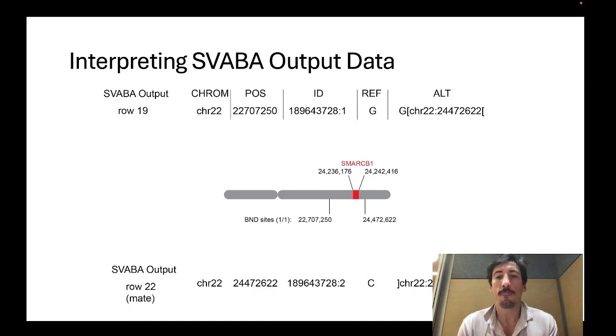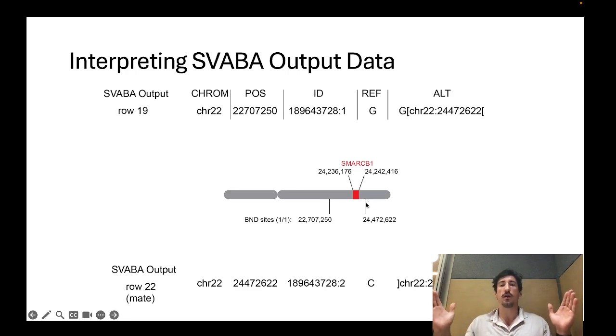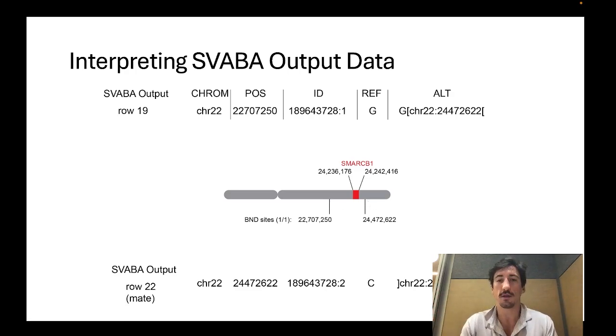The reason we know this particular structural variant is affecting SMARCB1 is because the break ends are occurring on either end of SMARCB1. So we know that this particular region of DNA could be either inverted, meaning that the orientation flipped, or it could be that this entire region was completely deleted.